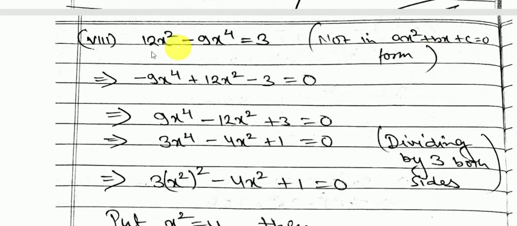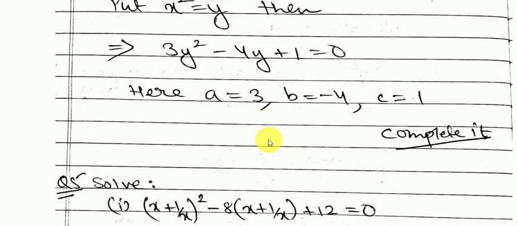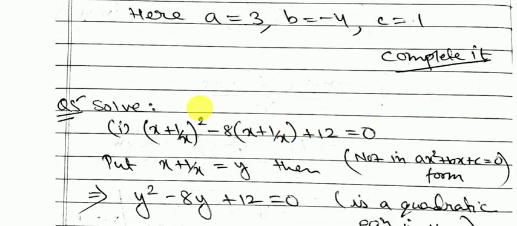Now next is this, 12x square minus 9x to the power 4 equal to 3. This is also not in the general form of a quadratic equation. So rewrite this in this way, then try to simplify it, and you get this. Replace x square by y, solve it, complete by yourself. This is left for you. Next, question number 5.